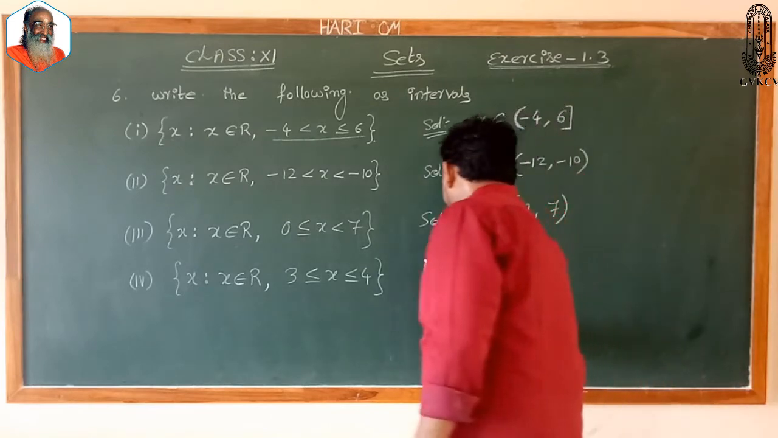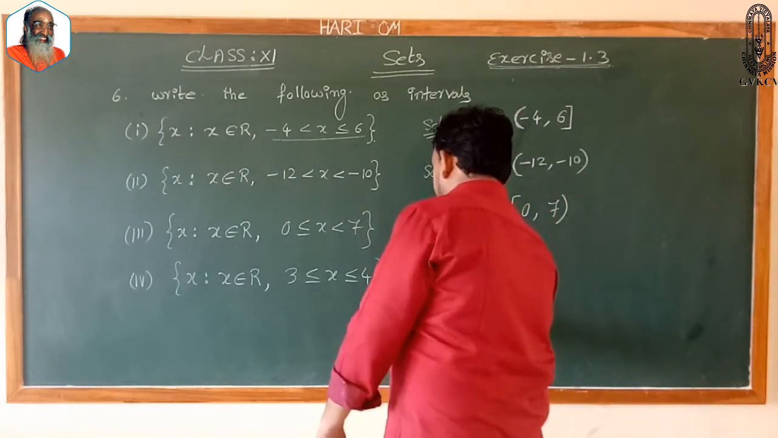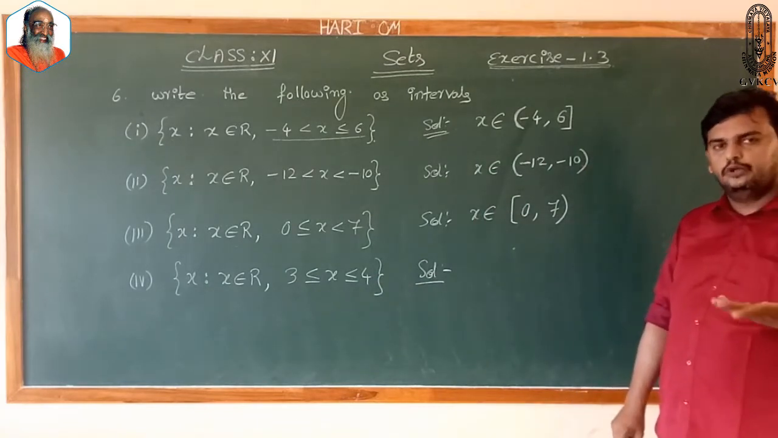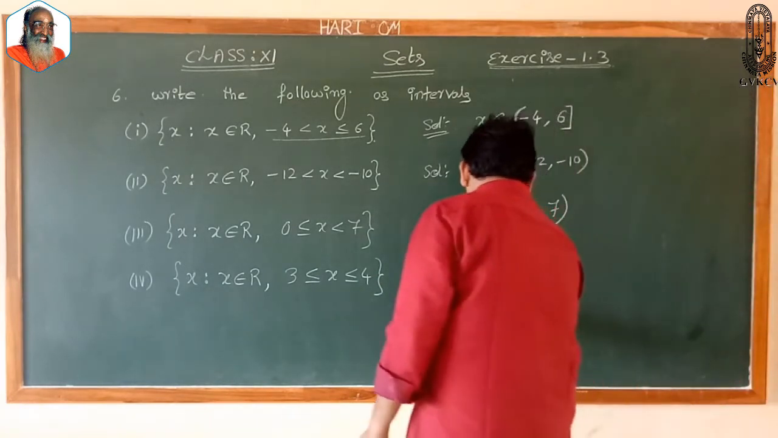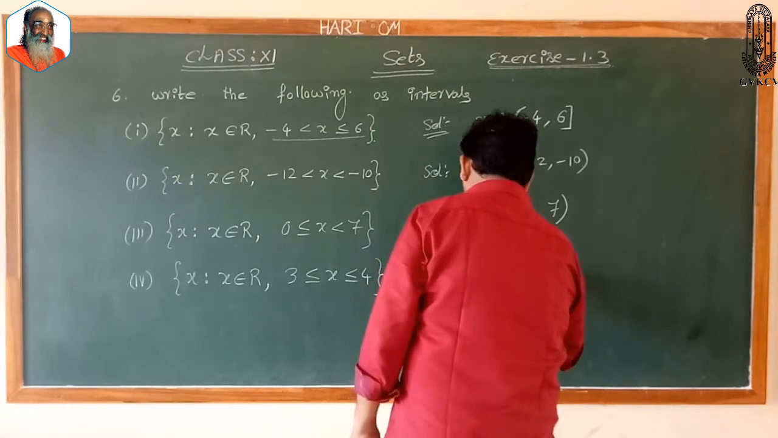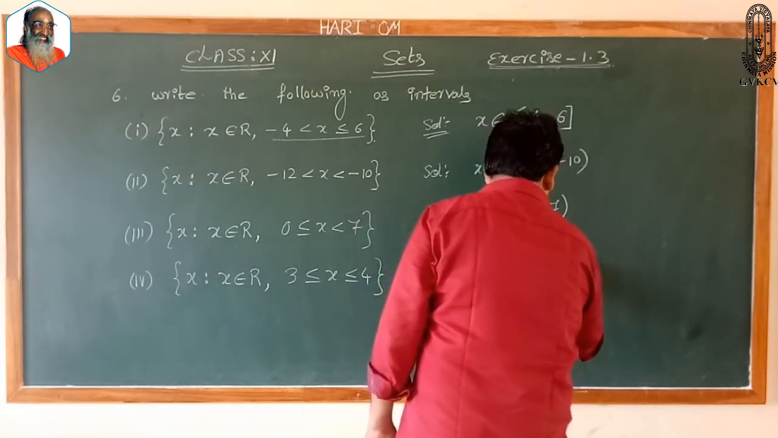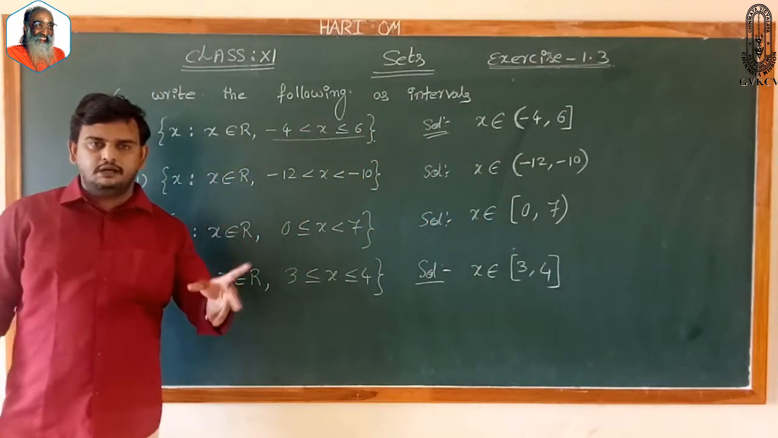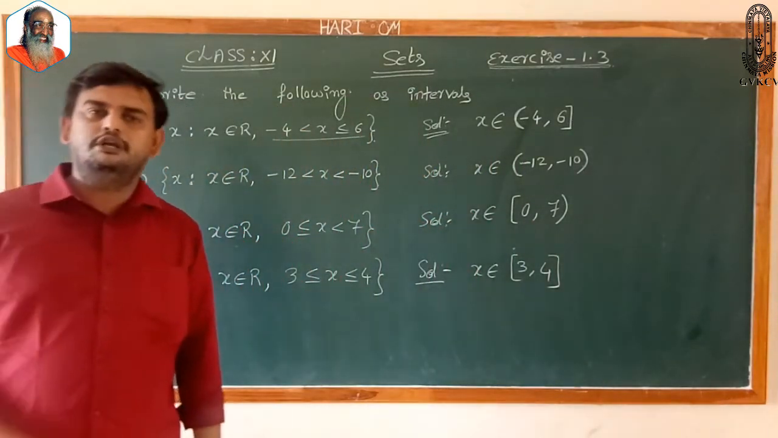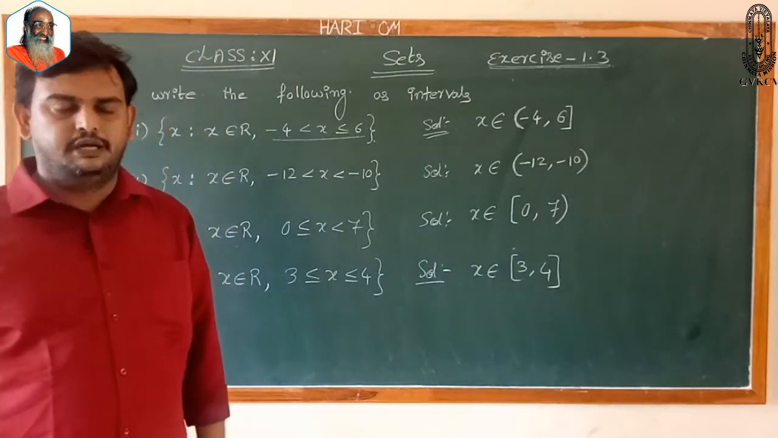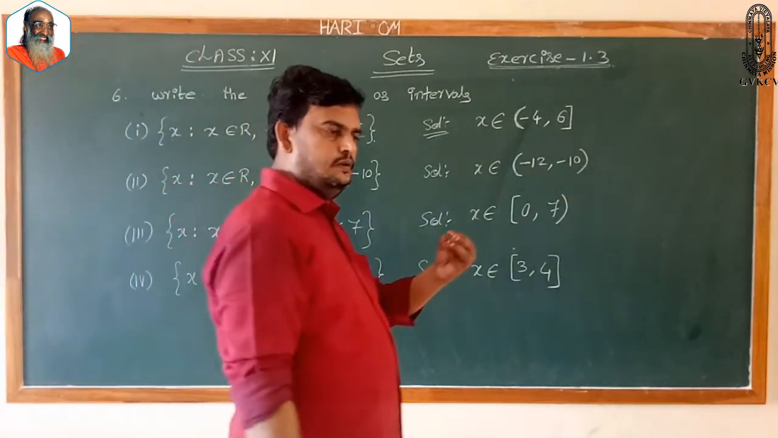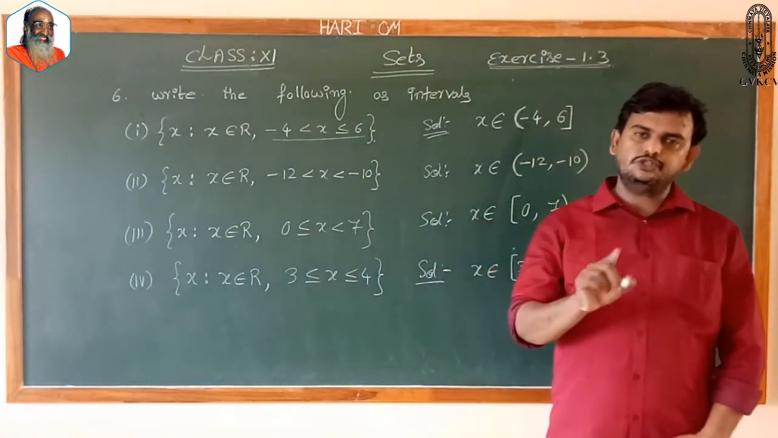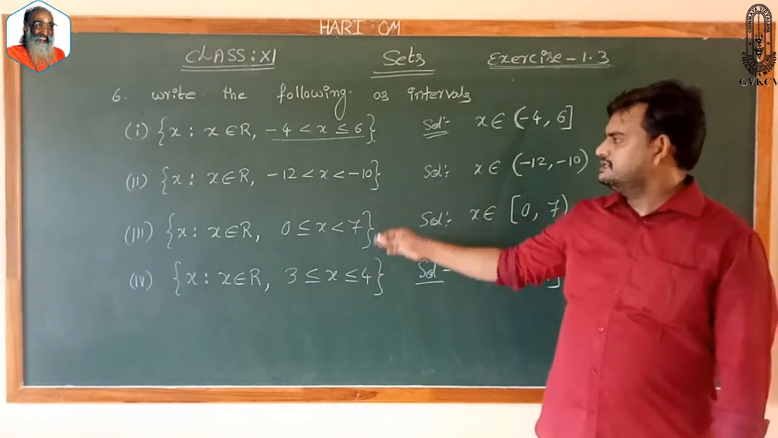Now the last one, less than or equal to, less than or equal to. Both we have less than or equal to, which means x belongs to closed 3 comma closed 4. So wherever we have less than or equal to, we need to keep square brackets. Wherever we have strictly less than, we have to use an open bracket. This is about the 6th problem.